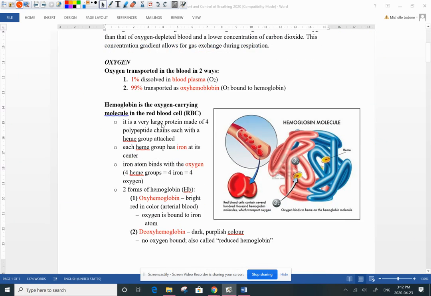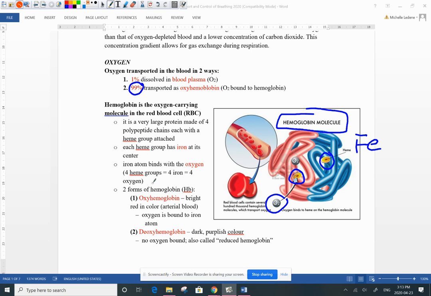Next up, let's talk about these two important gases. Oxygen is either going to be dissolved in the plasma or it binds to hemoglobin, and 99% of oxygen actually travels bound to hemoglobin. Hemoglobin is a massive protein molecule, and this is a little picture of it. You'll notice there are these little yellow spots on it. That's a heme group, and that's where iron is, and oxygen is able to bind to each heme.